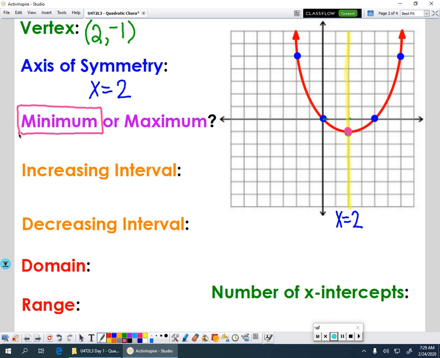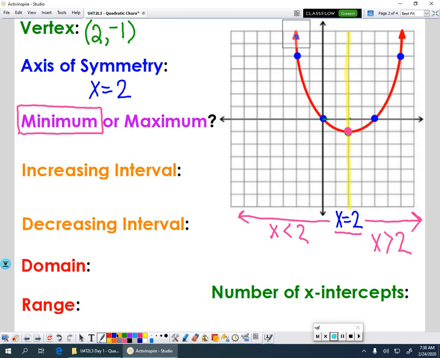Okay, now increasing and decreasing intervals. This is probably the thing that's the trickiest. And if we look at our axis of symmetry, it can help us out. So if my axis of symmetry right here is where x equals 2, what I want you to think about is everything on the right side is where x is greater than 2. And everything over here on the left side is where x is less than 2. Now these are the intervals we're going to use when we talk about whether we're increasing or decreasing. We just have to figure out which side of our parabola increases and which decreases.